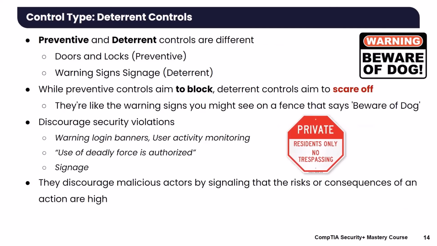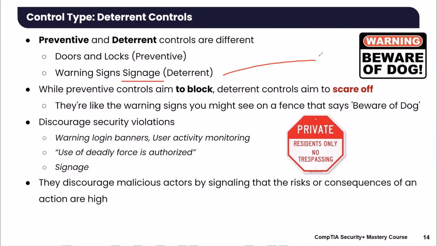So you have to understand, deterrent doesn't really stop anybody. It's more about psychologically discouraging them from attacking you. Think about it like a warning sign that tells you, hey, be aware of the dog, right? If you try to trespass into that yard, it's not like that warning sign is going to move and stop you, but it might discourage you. It might deter you from wanting to trespass, right?